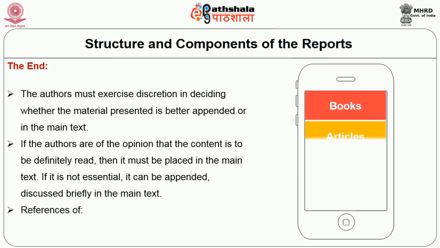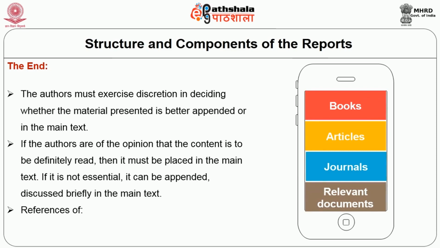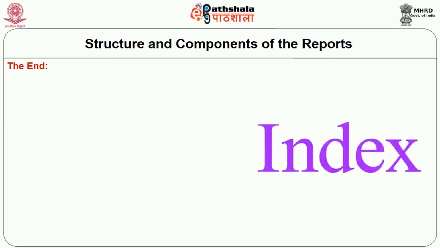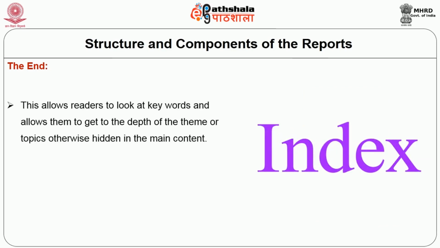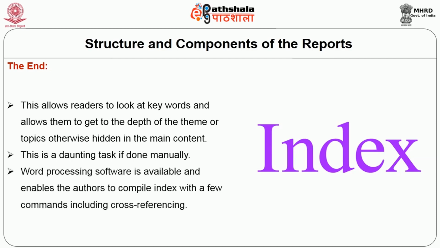References of books, articles, journals, and other relevant documents have to be provided following a format or style as required. The last and final section is the index, and this allows readers to look at keywords and allows them to get to the depth of the theme or topics otherwise hidden in the main content. This is a daunting task if done manually. However, word processing software is available that enables authors to compile an index with just a few commands, including cross-referencing.